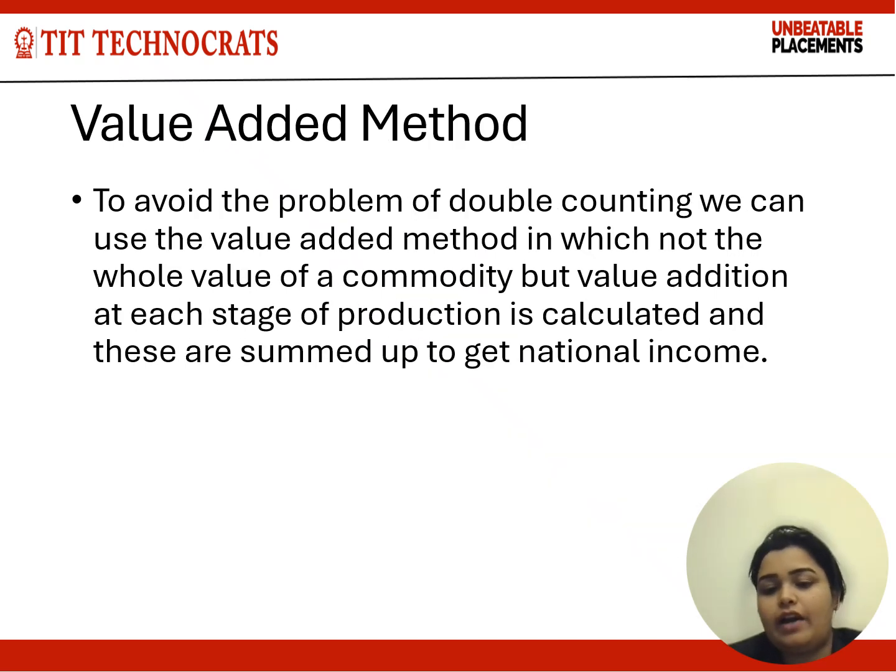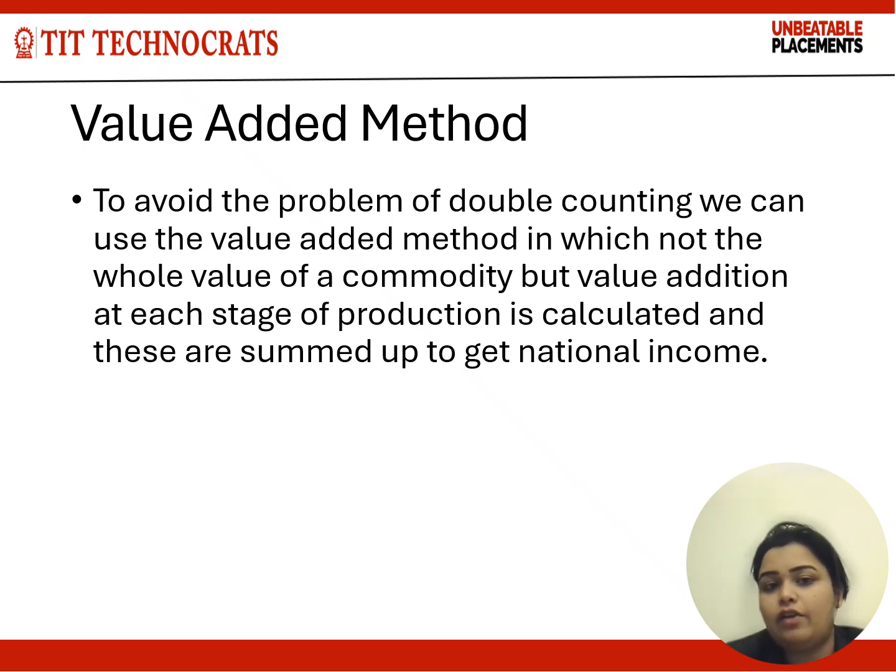Second is the value added method. To avoid the problem of double counting, first we will understand what the problem of double counting is. If we count intermediate goods again, it leads to double counting. Example: a farmer sells wheat to a miller. The miller makes flour. Then the baker makes bread out of that flour. If we count wheat, flour and bread separately, value gets counted multiple times. So only the final product value is included.